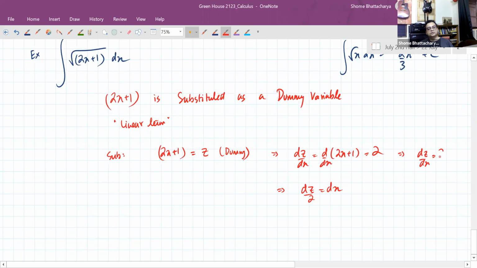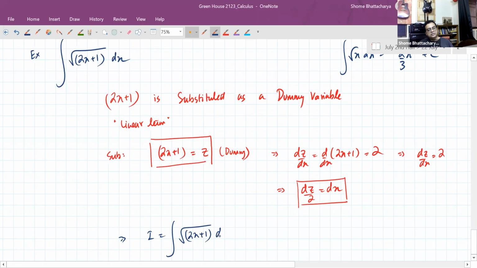Dz by dx is equal to 2. I've just cross multiplied that. So now this term and this term, they will both be substituted in the integral. So my original integral, which was square root of 2x plus 1 into dx, in this I will substitute 2x plus 1 as z. But having done that, I cannot leave dx this way because now the variable has become z. So I have to convert dx also in terms of dz. So dx will be substituted in terms of dz as dz by 2, and that 1 by 2 simply comes out. So I'm left with the integral of root z dz.